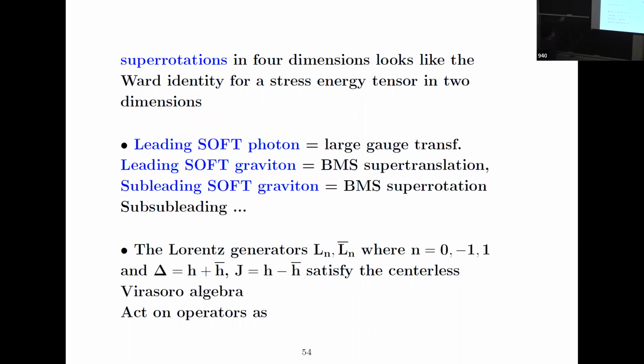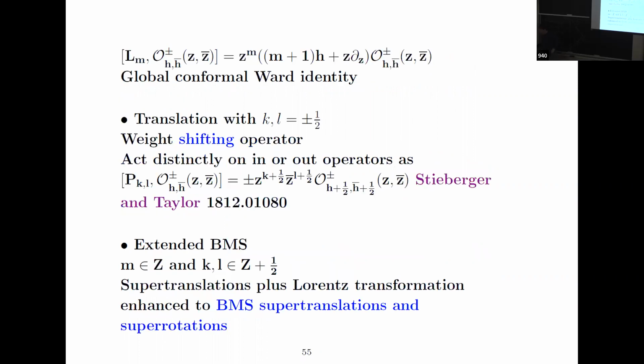For the photon, we have the leading soft photon, the 1 over omega term, and BMS supertranslation, we have the leading soft, the 1 over omega term, and the next subleading is the omega 0 term, and so on. And also we can understand the Lorentz generators within the two-dimensional context. We just follow the Virasoro generator notation, but these are Lorentz generators, L0, L minus, L1, and here. And if we consider the previous soft operator here, then it acts in this way.